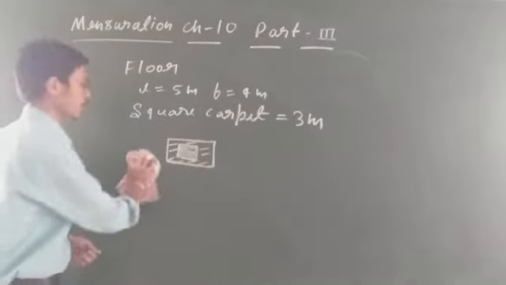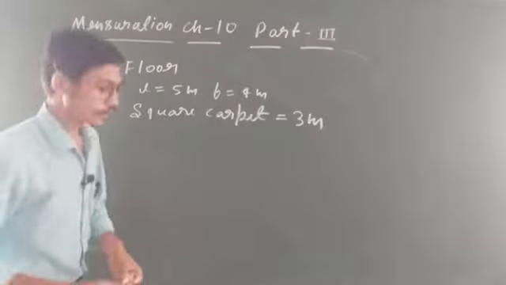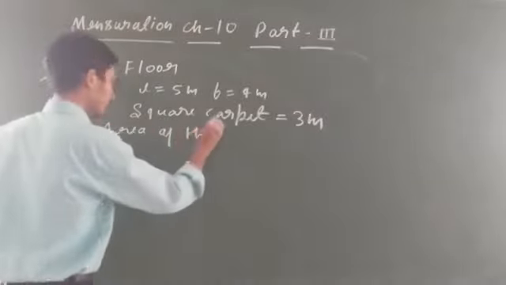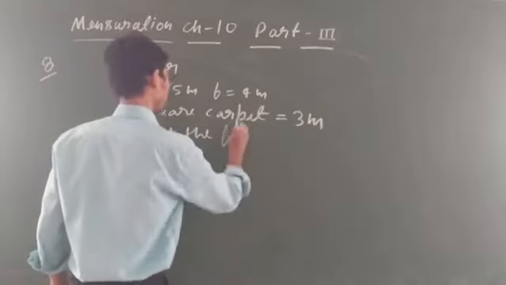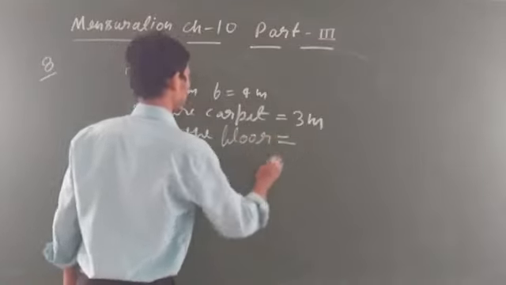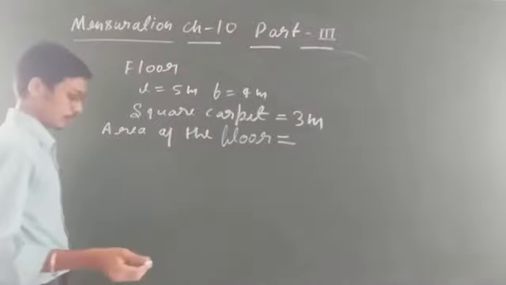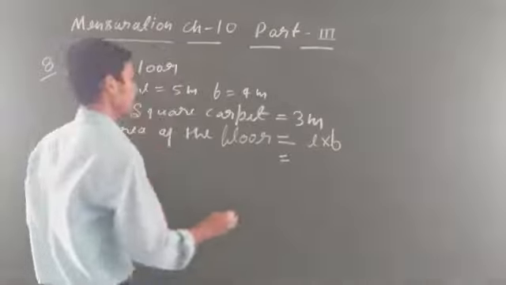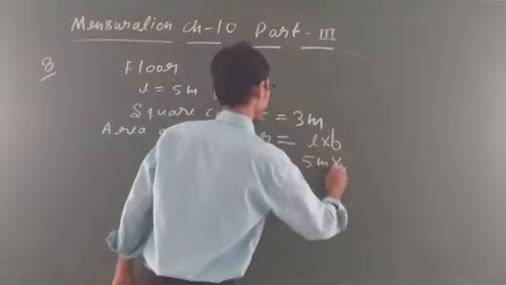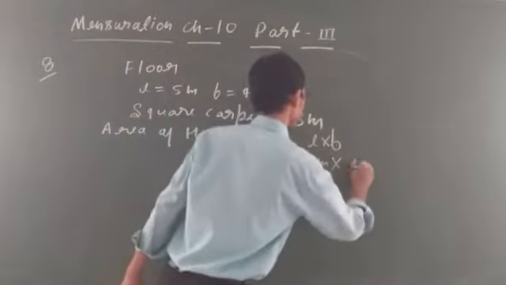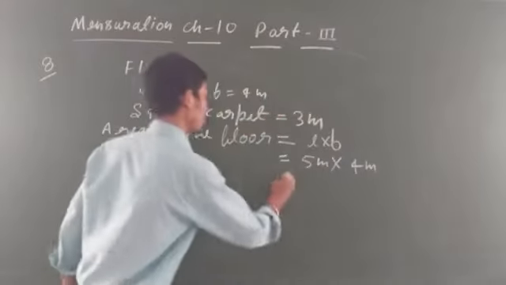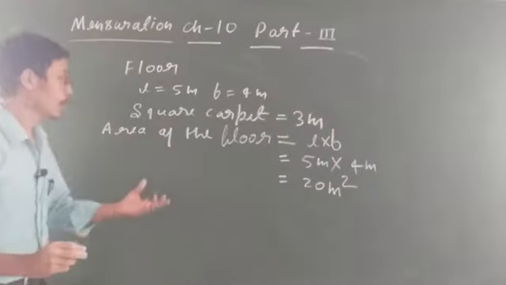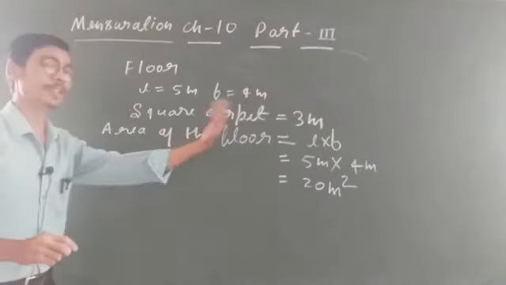Simple. So first we will find out the area of the floor. Okay student, area of the floor. Now you know that area equals L into B. So length is what, student? 5 meter. Breadth is 4 meter. Is that clear, student? 5 times 4 is 20 meter square. Is that clear? First step is clear. Area of the floor is clear.